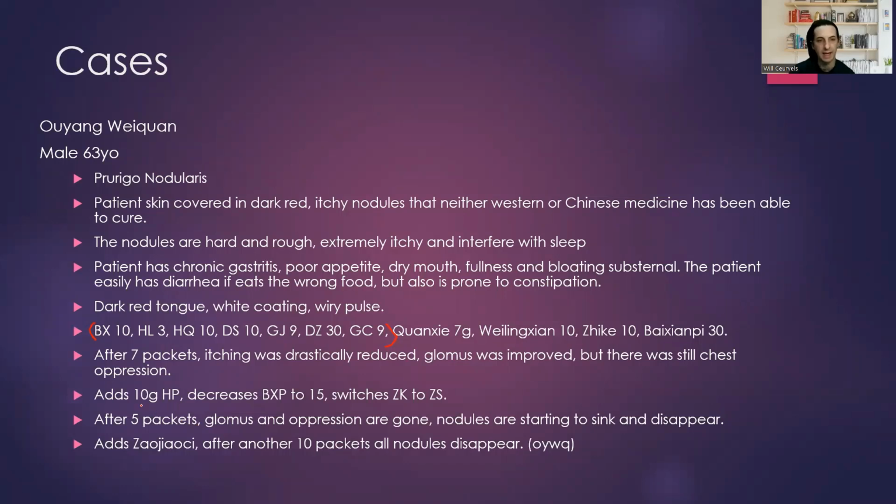And so then he adds Hopu, decreases the Baixianpi to 15, and switches the herb to another. Then after 5 packets, the glomus and oppression are gone. The nodules are starting to sink and disappear. After that, he adds another herb. After another 10 packets, all nodules disappear, okay?